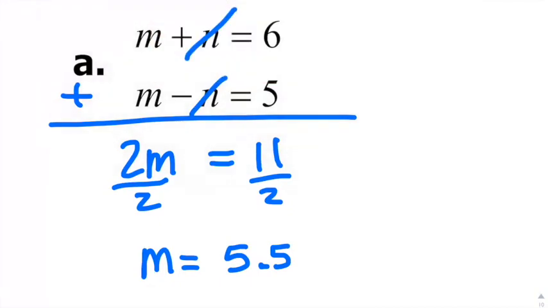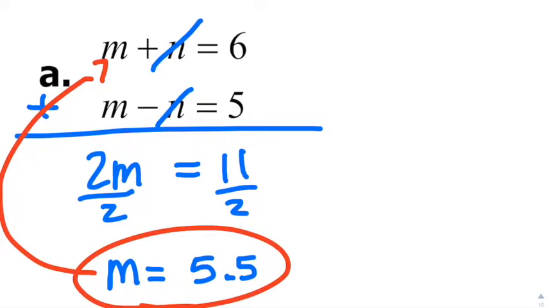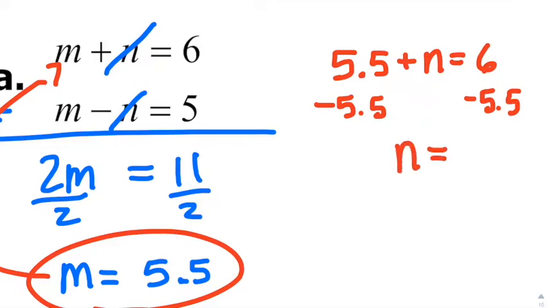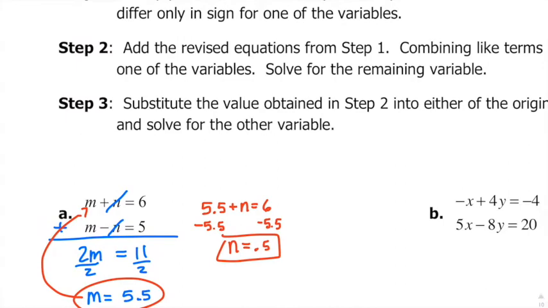Okay, and then just like substitution, you're going to take your answer and plug it back into one of those. So I'm going to do the first one. I'm going to say 5.5 plus n equals 6, and then get n by itself. Subtract 5.5. Okay. So I'll get n is equal to, I guess, 0.5, or 1/2, and that would be your answer there. So it's not too bad there.